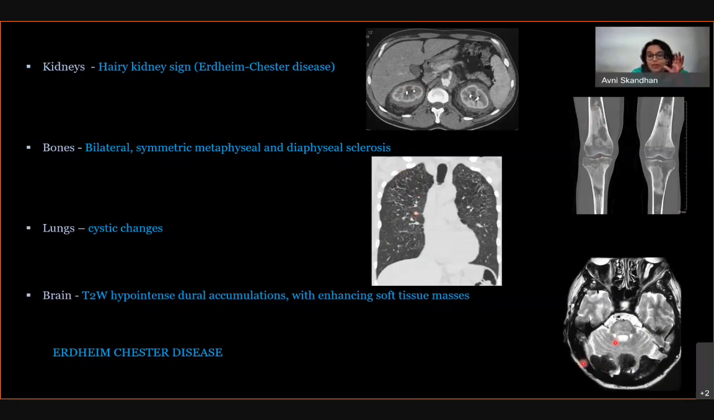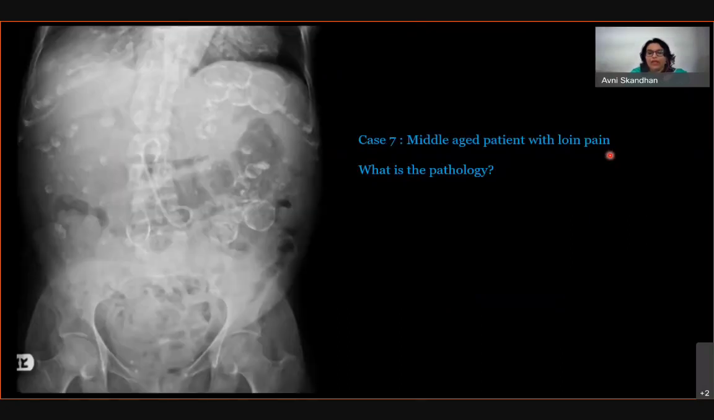And you have this very classical appearance of brain changes. You get these dural accumulations here, and they may mimic meningiomas, but they are classically T2-weighted hypointense. There are very few things that are T2-weighted hypointense. So this is something which is very classical, just like the metadiaphyseal sclerosis also. So this is Erdheim-Chester disease.